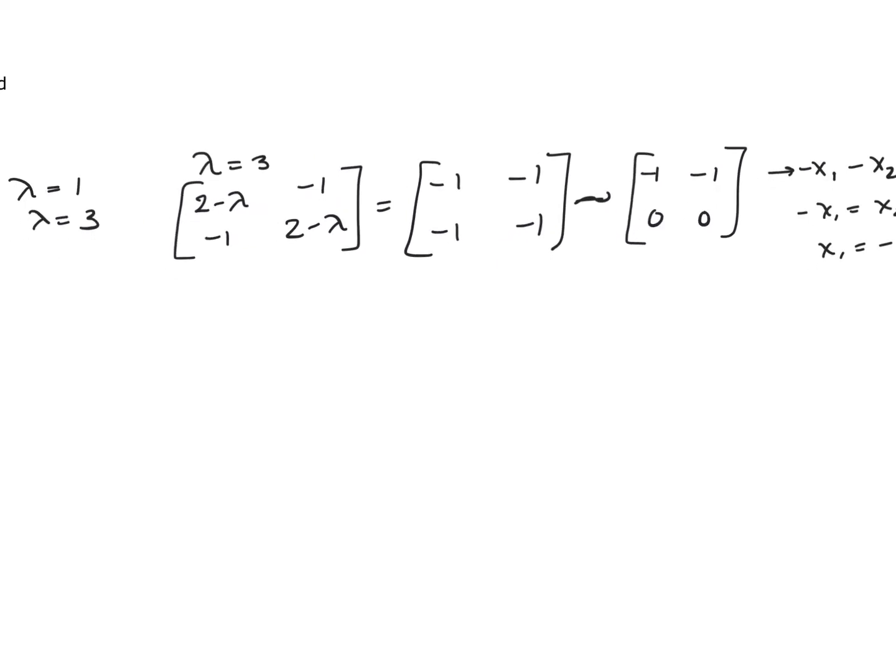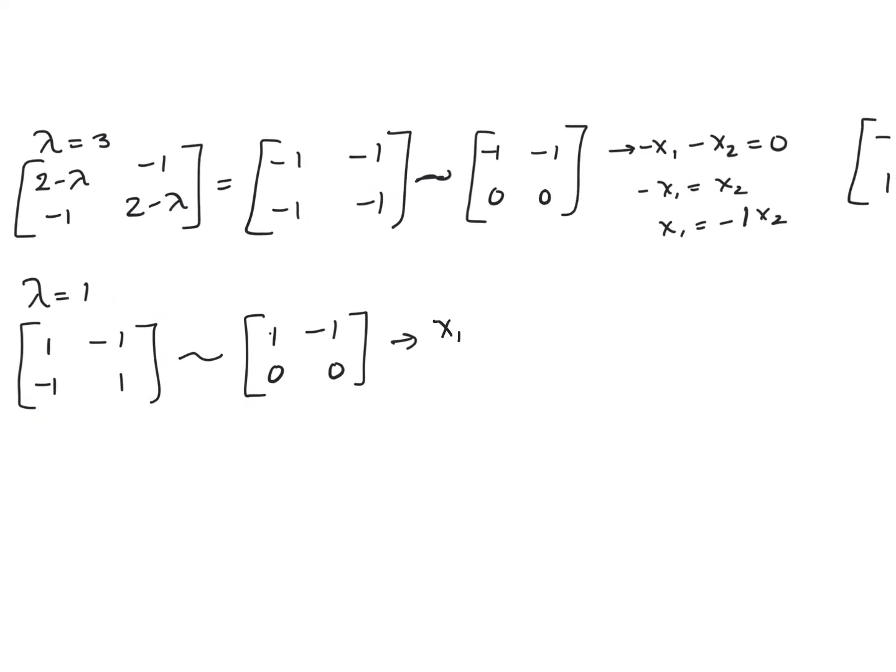Let's do the same thing here. So we have lambda equal to 1, and I end up with 1, negative 1, negative 1, 1. If I row echelon this, I'm going to get 1, negative 1, 0, 0. That tells me that x sub 1 minus x sub 2 is equal to 0. That means x sub 1 is equal to x sub 2. And I'm going to call this v sub 2. Its vector is going to be 1, 1.